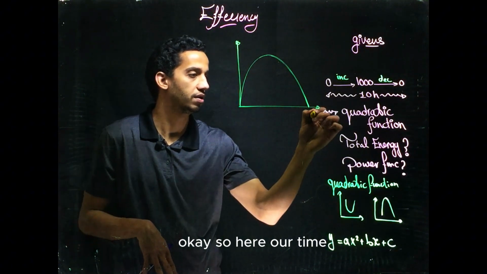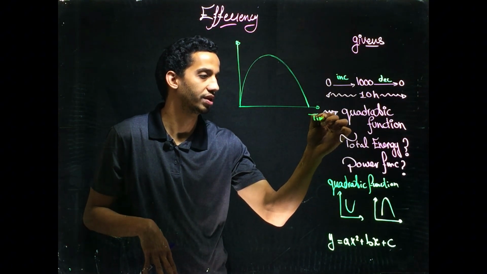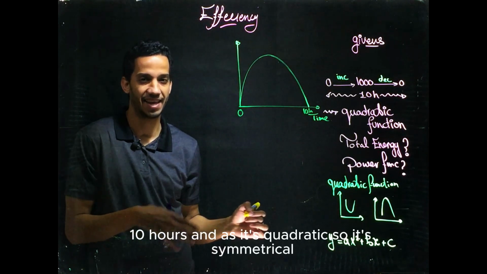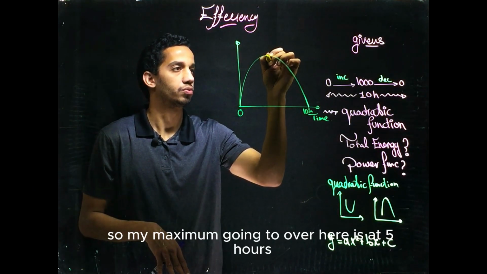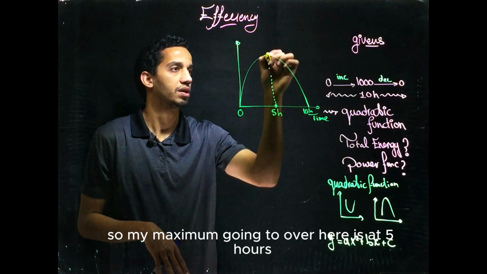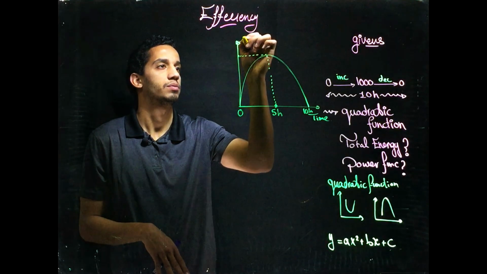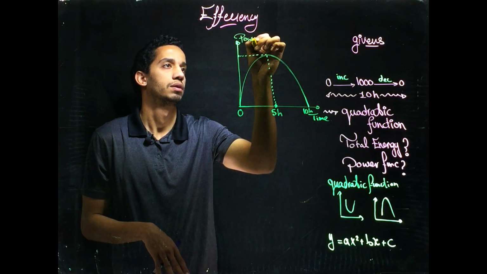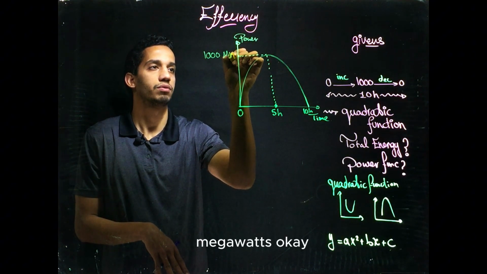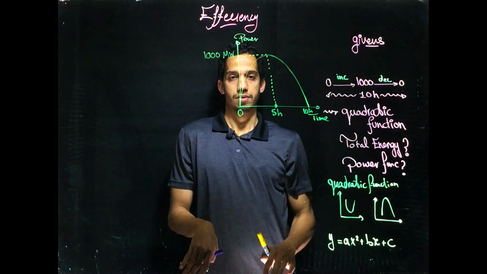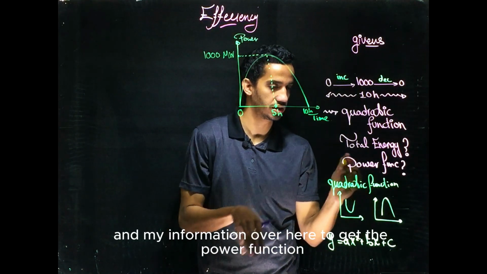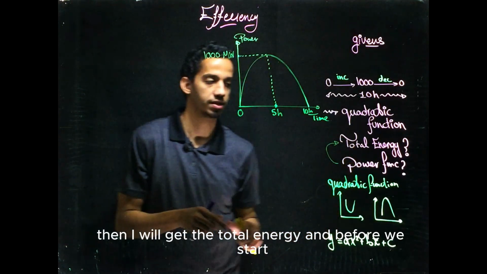Okay, so here our time. Time 0 hours, 10 hours, and as it's quadratic, it's symmetrical. So my maximum point over here is at 5 hours, and this value is 1000 megawatts. Okay, I will use my equation and my information over here to get the power function. Then I will get the total energy.